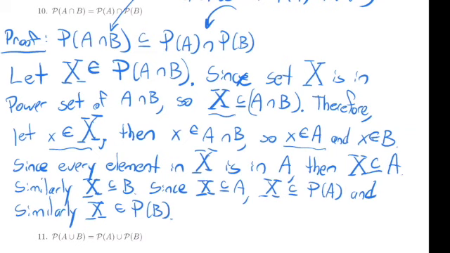And if X is an element of the power set of A, and X is an element of the power set of B, and so now that I know that X is in the power set of A, it's in the power set of B, it's in the power set of A intersect B.